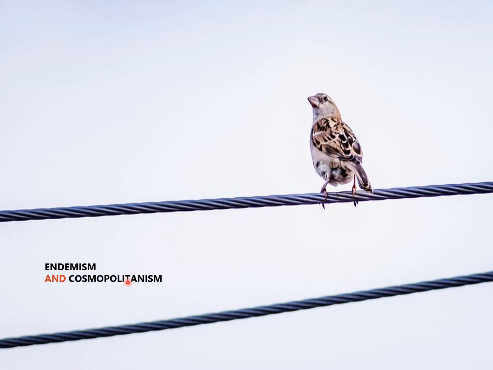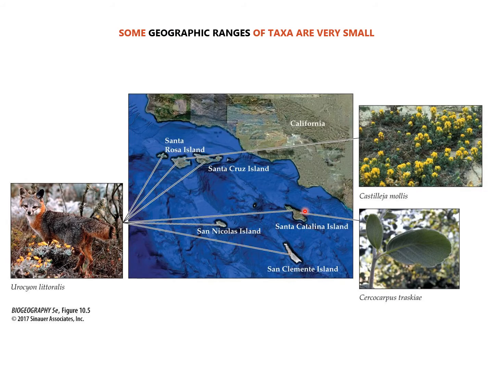Okay, I want to finish off by looking at a few more examples of endemism and cosmopolitanism. So some geographic ranges of taxa are very, very small. We remember back to that example where I showed it's independent of geographic range scale, but a lot of organisms that are endemic do actually have pretty small geographic ranges. And here's just a couple examples of that.